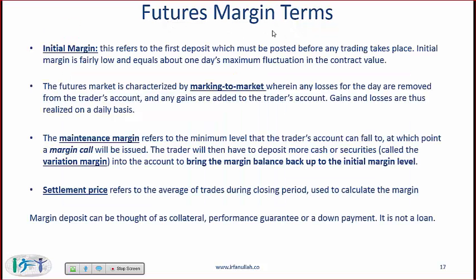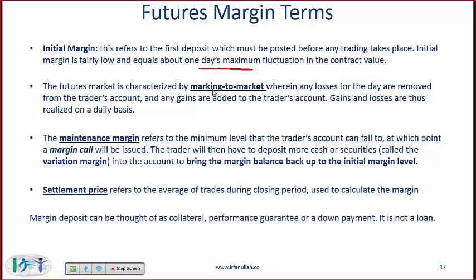Futures margin terms. We'll go over these terms and then we will look at an example. Initial margin. This refers to the first deposit which must be posted before any trading takes place. Initial margin is fairly low and equals about 1 day's maximum fluctuation in the contract value. The key takeaway is that if you have an underlying that is very volatile, then the initial margin will be slightly high. If the underlying is not very volatile, then the initial margin will be relatively low.